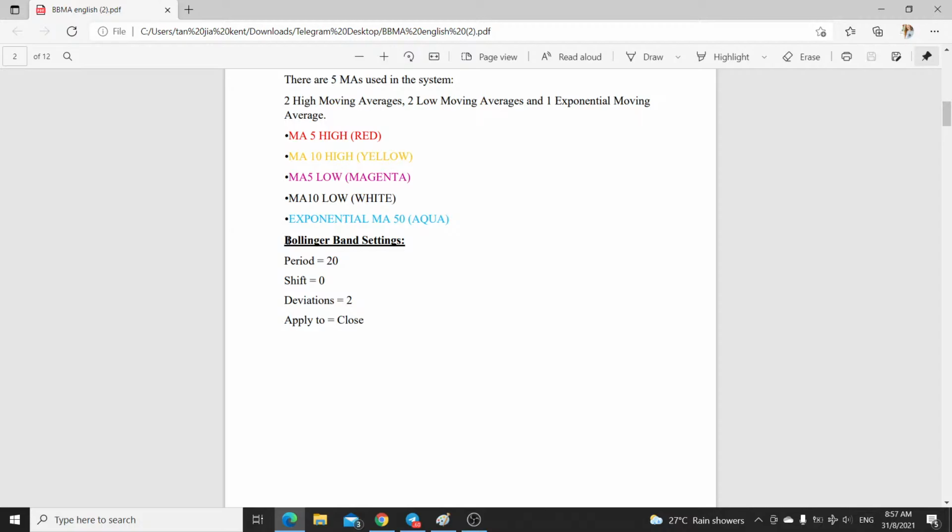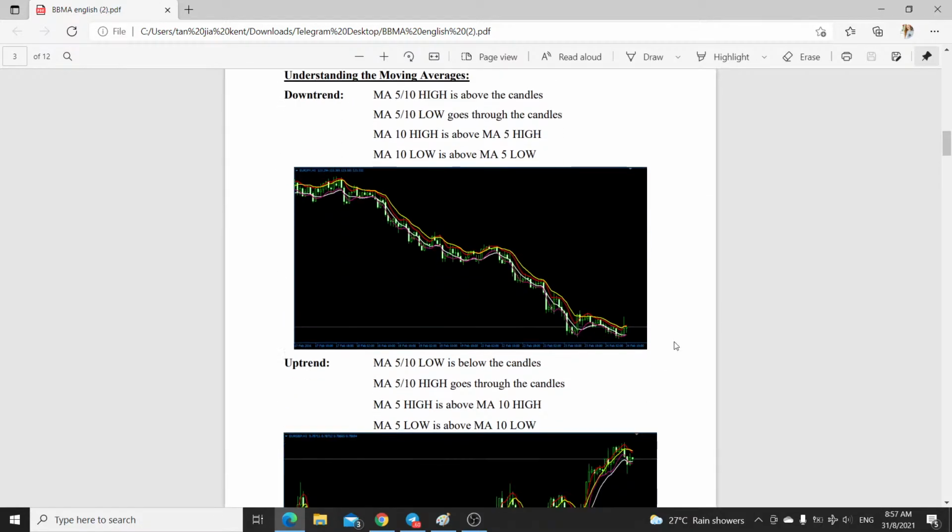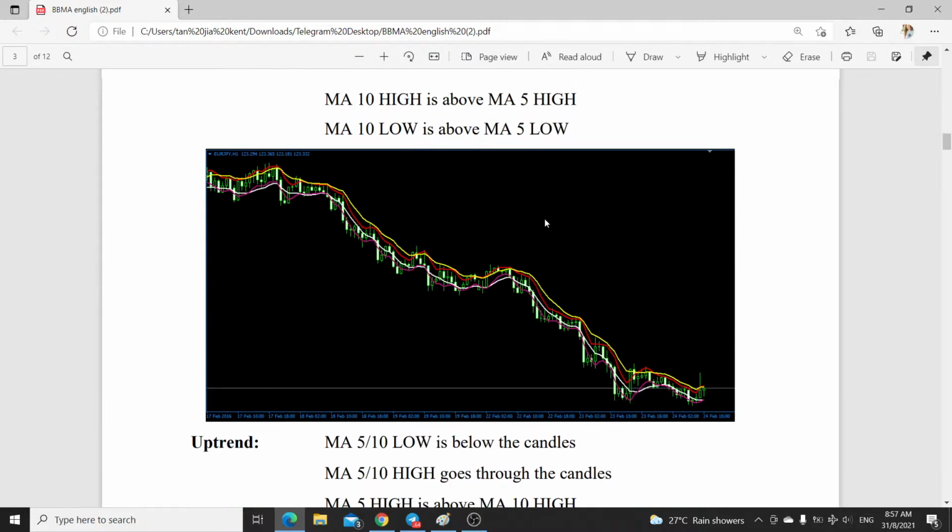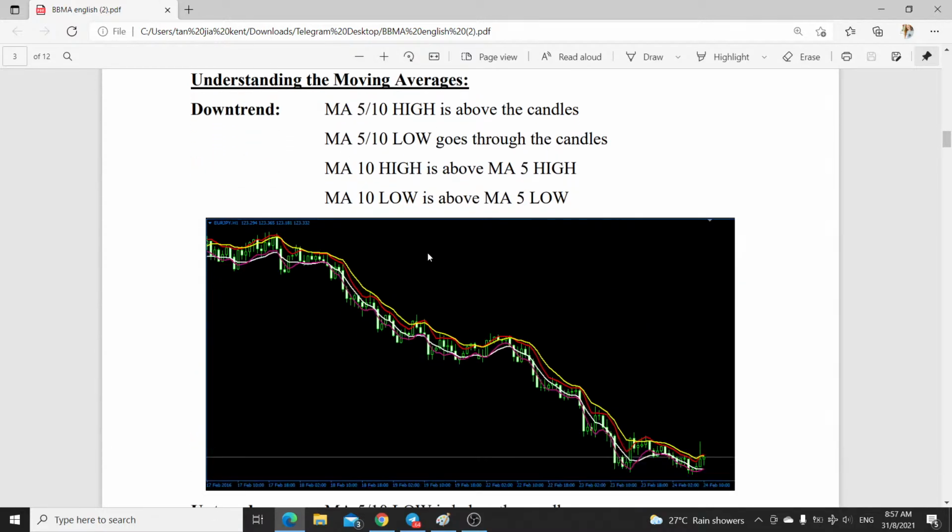So we got Bollinger Band here, the standard 20 Bollinger Band. This is how it looks if you just apply MA50 and MA10. They talk about the candle: MA high is above the candle, MA low goes through the candle, so it's a downtrend, uptrend. Actually, it's not. This is quite wrong. Your EMA 50 is your trend. This one to me is just re-entry. It's just the lower timeframe Bollinger Band.